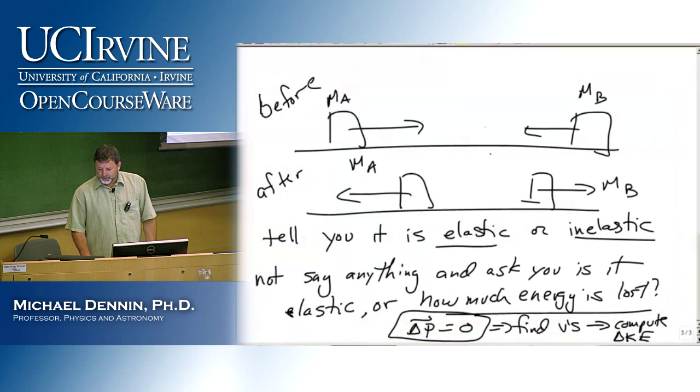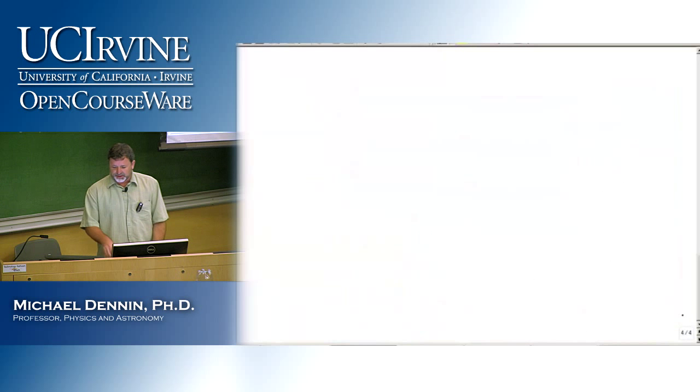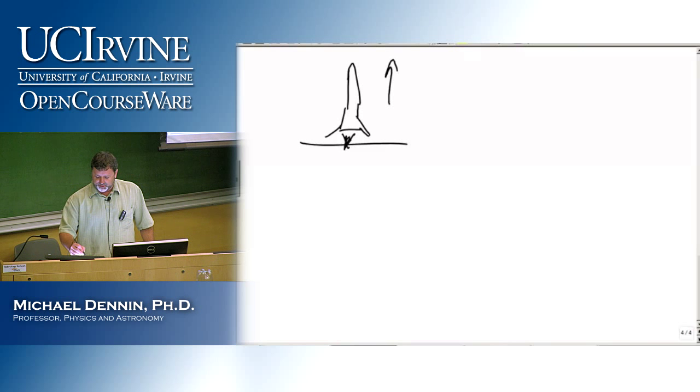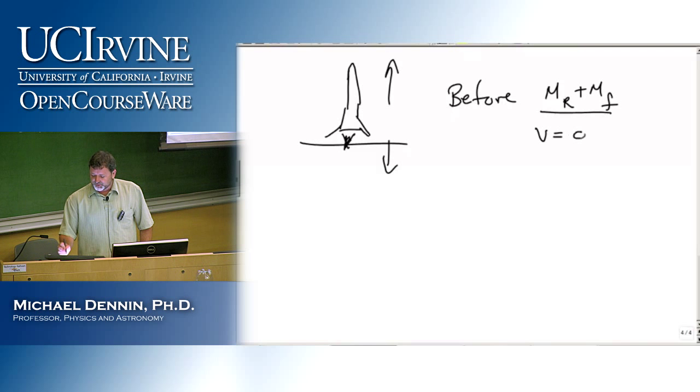So now let's take a little segue. We did a bunch of collisions. The other thing that can happen is I have an explosion. And a standard sort of explosion is a rocket ship launching. You launch the rocket ship and it goes up and the fuel goes down. The before situation is you have the mass of the rocket plus the mass of the fuel, and typically you have a velocity equals 0. It's just sitting there. So your initial momentum is 0.